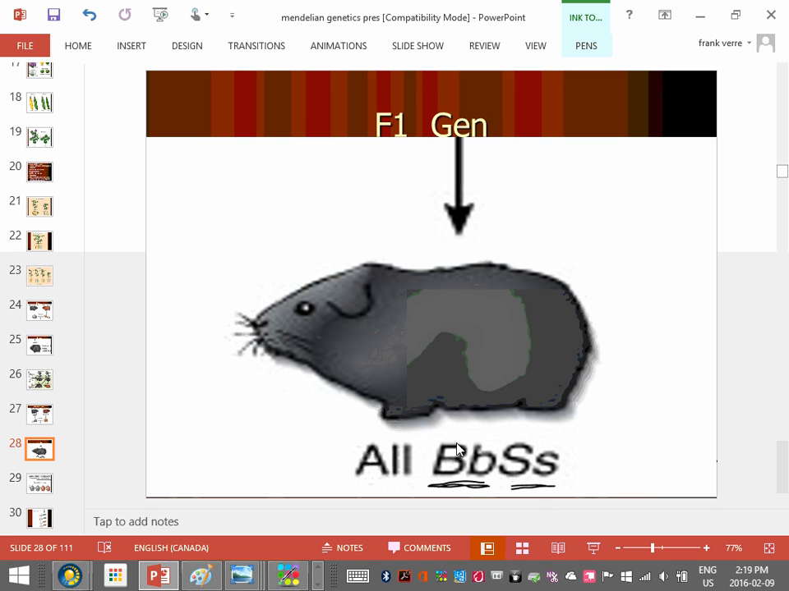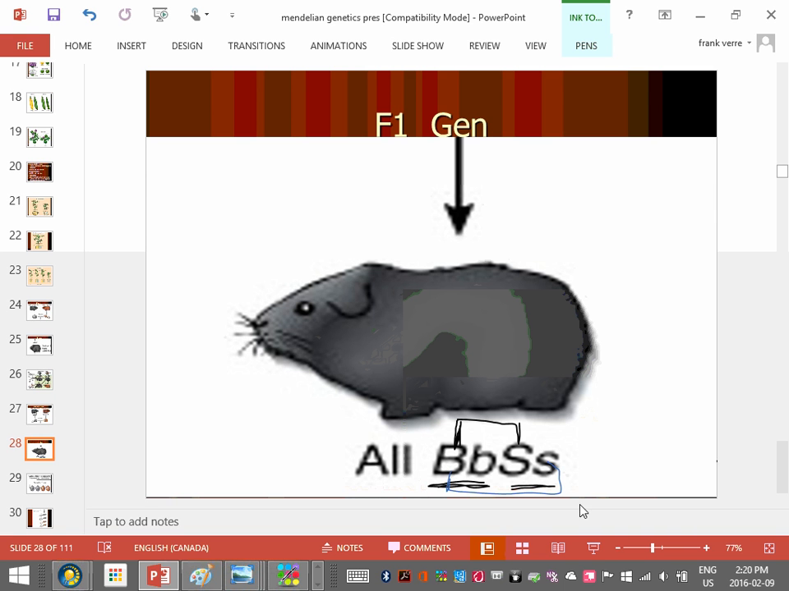So, what are the possibilities? Well, one is this big B can be passed on with this big S. There's a 50% chance that I'll get a big B for this gene, and a 50% chance I'll get a big S for the other gene. Now, can you not get this big B and little S? Yes, you can. So another possibility would be big B with this little S.